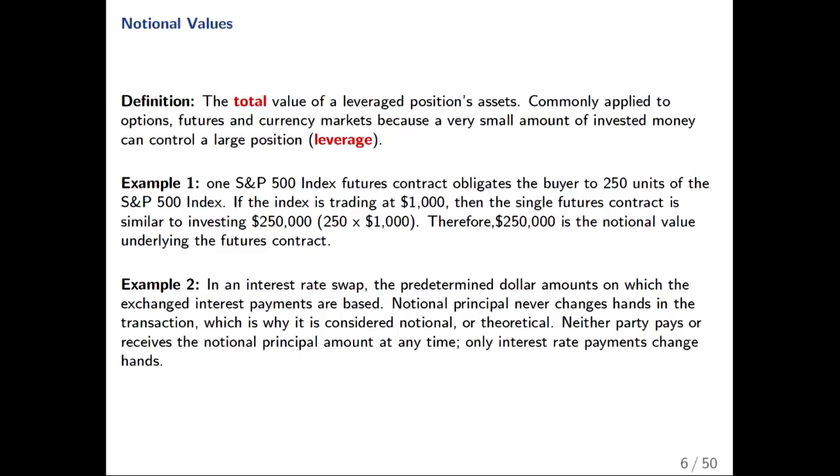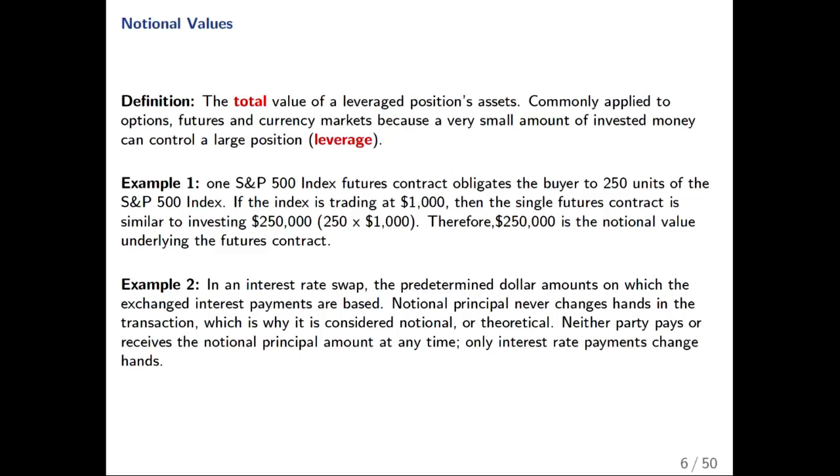That does not mean there are 250,000 units of the S&P outstanding. It just means the notional exposure that I have is 250,000. Okay, that 250,000 is never exchanged. Why? Because I only ever posted 1,000 initially. Right, so the notional value and the gross value are different concepts.